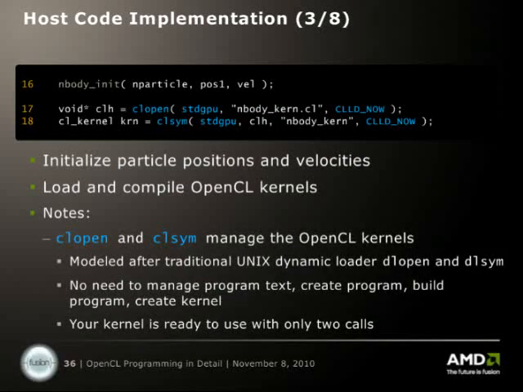Okay, then the next step is to call this helper function to initialize our positions and velocities. For example, if you're doing a simulation of a galaxy or something like that, you might use some sort of model to initialize the state of the system. Then in lines 17 and 18, we're going to build, compile, and create our OpenCL kernel. We do that with 2 calls. CLOpen returns a handle to our compiled OpenCL kernel code, and then we query by name our nbody kern to extract it. The result is that we have an OpenCL kernel returned in KRN there, which is then ready to use.